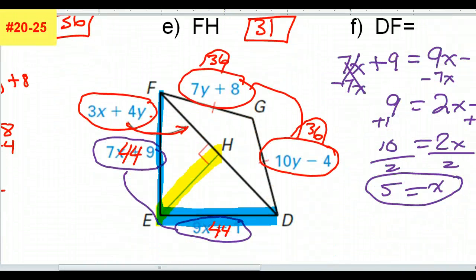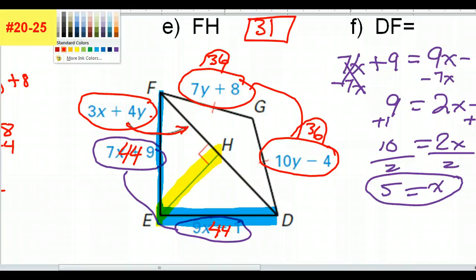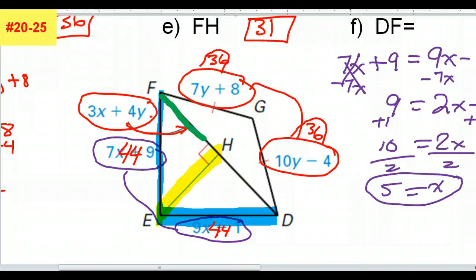Well, we found 31, that was FH. I'm sort of running out of colors. Let me do green. All right, so here's FH in this green color. We just found that this was 31. Can you see something else that would be 31 that would match it? HD. HD would also be 31, wouldn't it? Okay, this would also be 31. Too bad they didn't ask us what HD was.